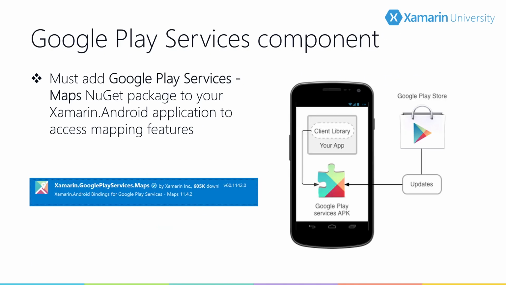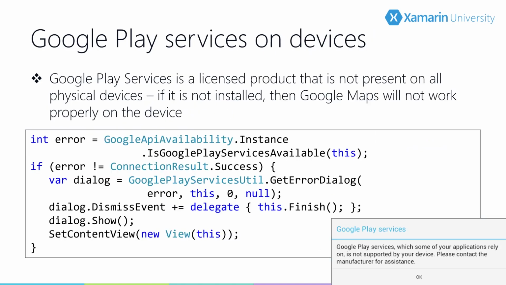The appropriate Google emulator images include the required libraries that your app will use, but we also need the binding library to access that API from our C# code. This is provided through a NuGet package named Google Play Services Maps. The mapping services that we're going to use are provided through the Google Maps Android API v2 that's part of the Google Play Services library.